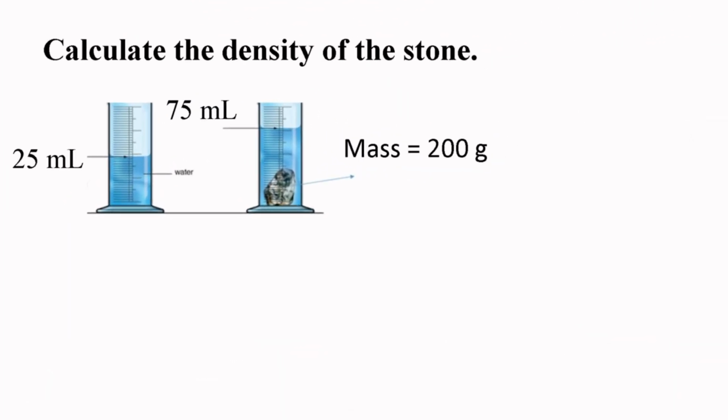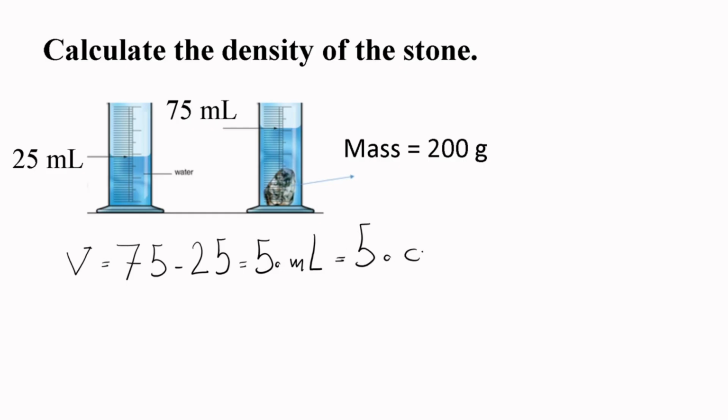Here we have a stone and we drop it in a measuring cylinder, and as you can see, the level of water is going to increase from 25 to 75. As I told you before, in this case the volume is the amount of increase in the level of water. So the volume is 75 minus 25, which is 50 milliliters, and we already know that a milliliter is equal to a cubic centimeter.